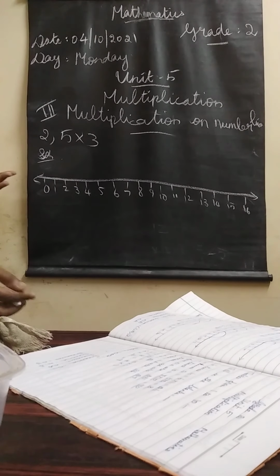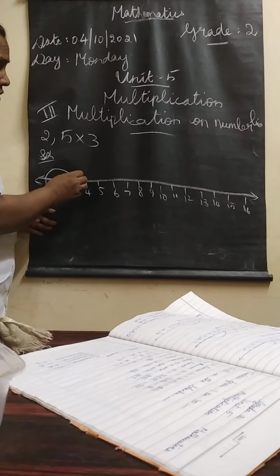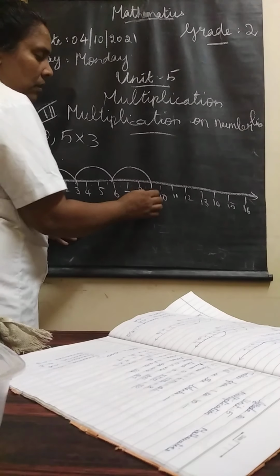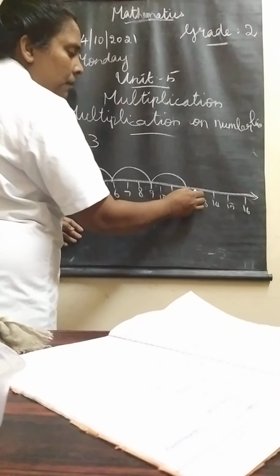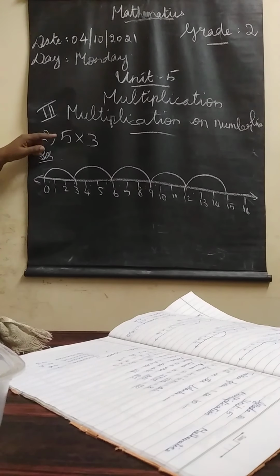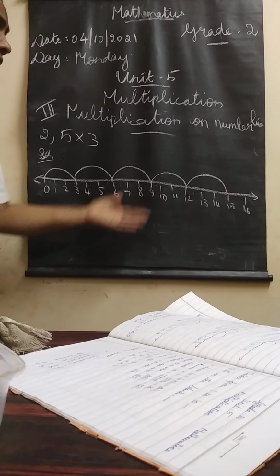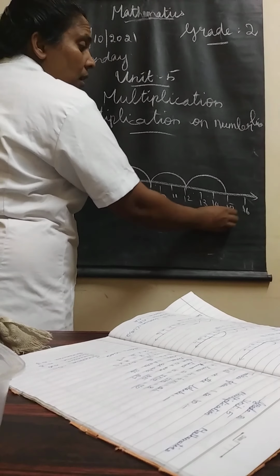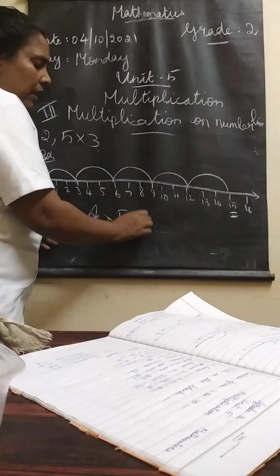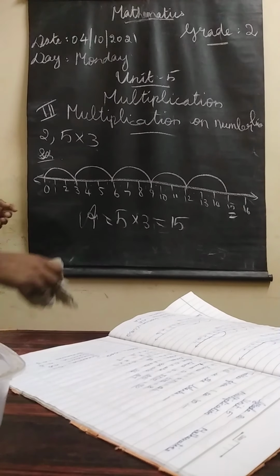So now we have to start. See, first number. 1, 2, 3. First curve up to 3. Next, 1, 2, 3. Second curve. 1, 2, 3. Third curve. 1, 2, 3. Fourth curve. 1, 2, 3, fifth curve. So how many times do we want to draw the curve? We want to draw for 5 times. Count it. 1, 2, 3, 4, 5. So where does the curve end? The curve ends at 15. So what is the answer? The answer is 5 into 3 equal to 15. Have you understood? Yes. Shall we see one more question?